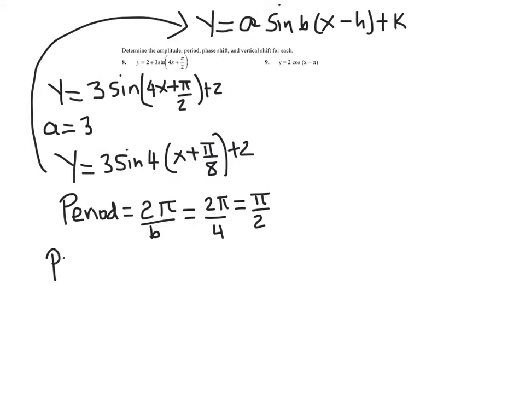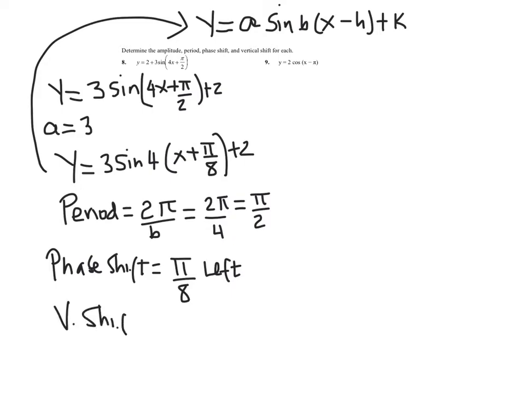The phase shift is going to be, so the h value is negative pi over 8, so the phase shift is going to be pi over 8 left, and then the vertical shift is going to be the k value, so 2 units up.